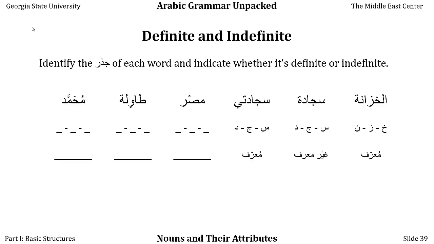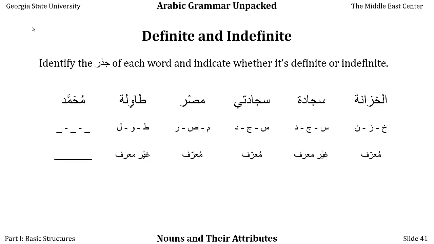Sijadati, my carpet, becomes mu'arraf, or definite, because by adding a possessive suffix on it, we have made it a particular specific example of its kind. Misr, or Egypt, mim, sad, ra, is mu'arraf because it's a proper noun. It doesn't need alif lam to make it a proper noun. Because it's the name of a country, it counts as mu'arraf.